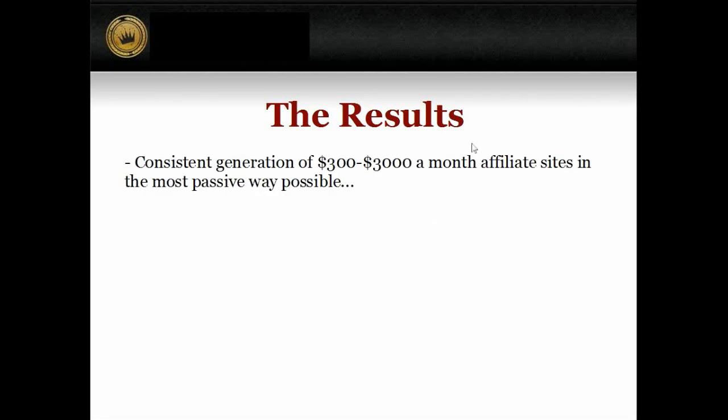The first thing I want to do, and I sometimes feel like I have to do, is talk to you about the results. I want to talk to you about, very quickly, what we can achieve. What's the best case scenario? What we're looking to attain from this. What we're looking to attain is, like we said, the consistent generation of $300 to $3,000 a month from affiliate mini sites in the most passive way possible. Again, this is a system that we don't want to have to spend all day and all night working on. We want something that can generate us affiliate income without us having to be there all the time.